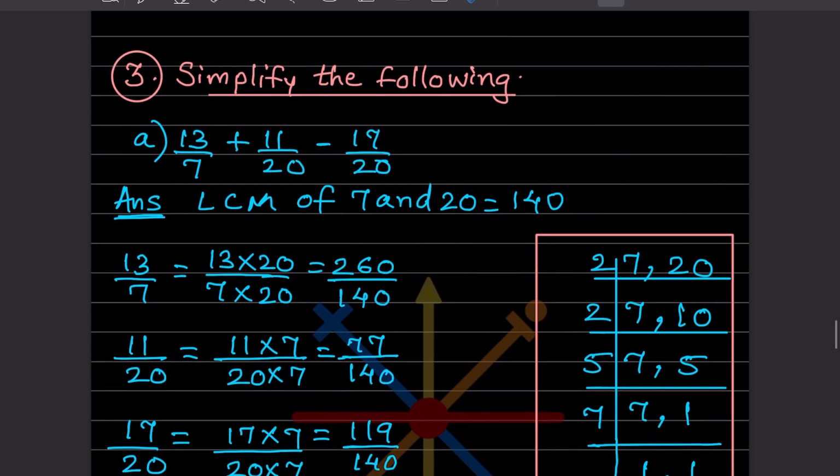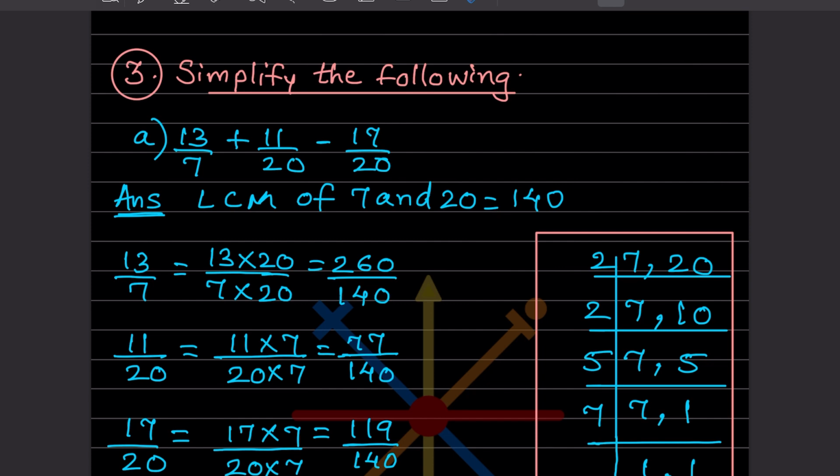So again here, what is there? We'll look at here. What does this say? Simplify the following. Now, here, first thing is, you don't have to first think about the signs. What you can see, these are in fractions.